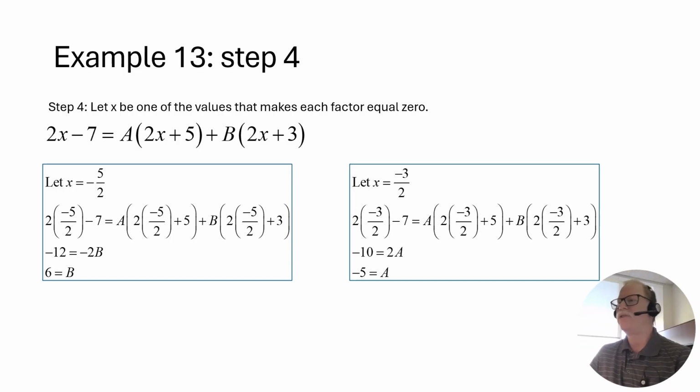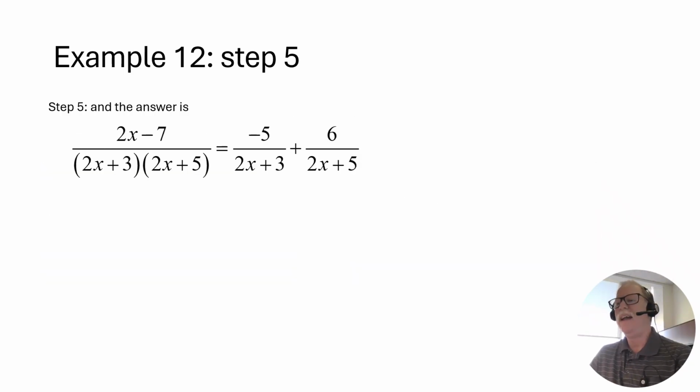Repeat to solve for A. So take the factor next to B, solve it. X is negative 3 over 2, plug it in, solve for A. And there is our answer, like that. I am, of course, going to show you how to double check.